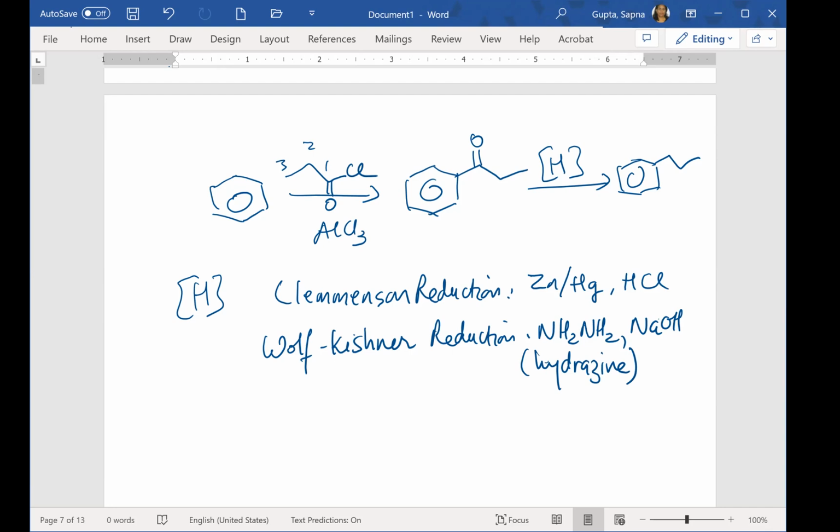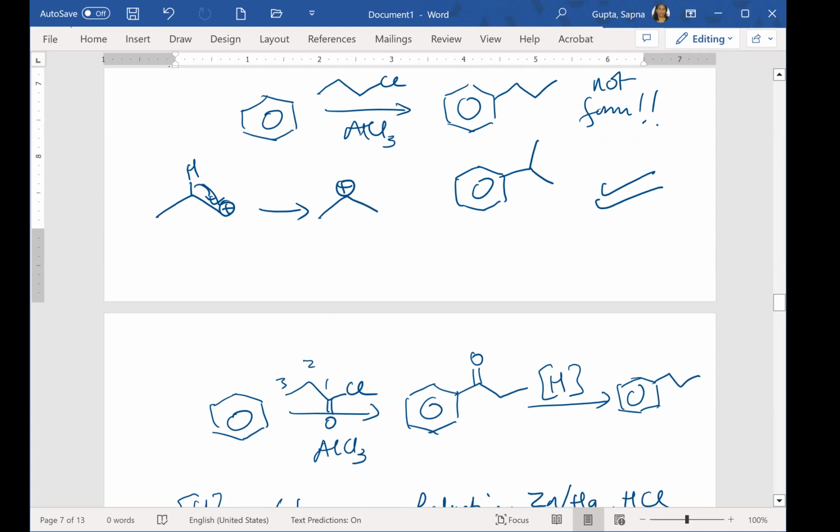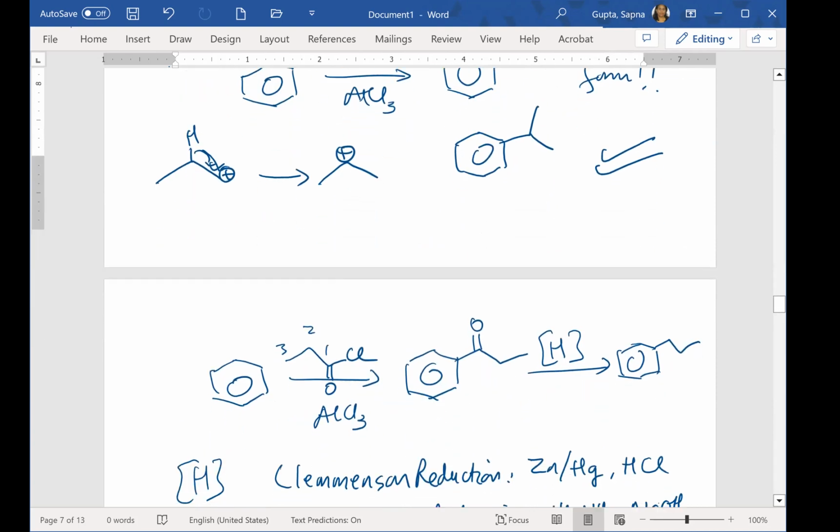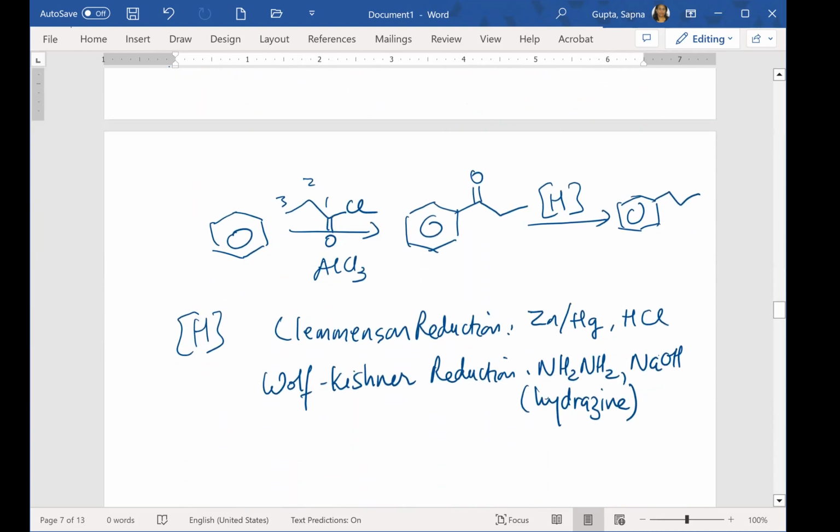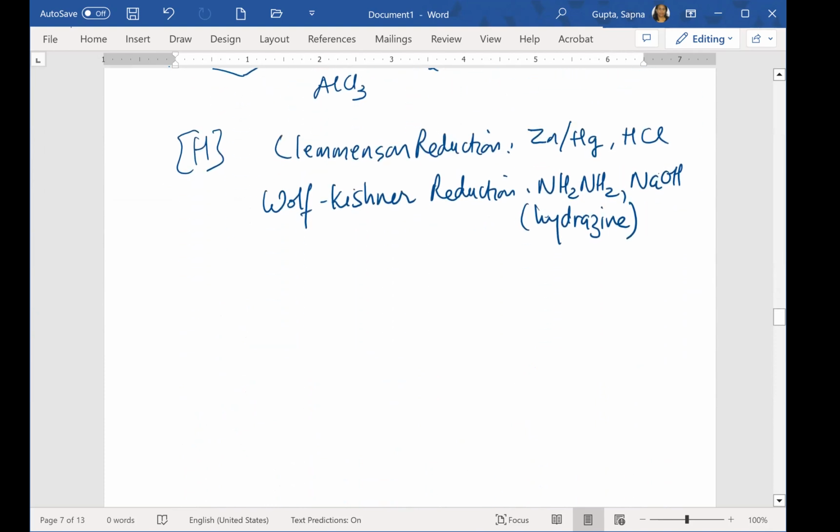We haven't done ketone chemistry yet. That's going to be the next chapter that we do. So you don't know these reagents yet, but they're coming up again next week when we do aldehydes and ketones. So this is the reduction that you can do in order to make the straight chains on benzene rings. So there is a workaround to making straight chains, and this is something that we tend to forget.